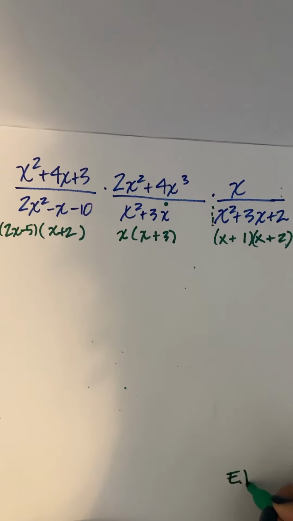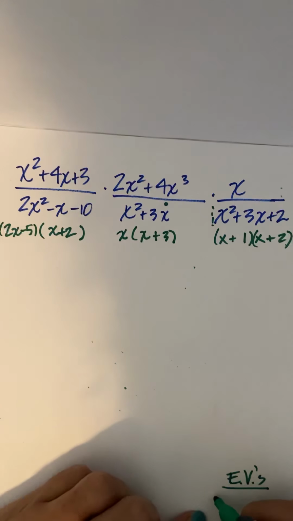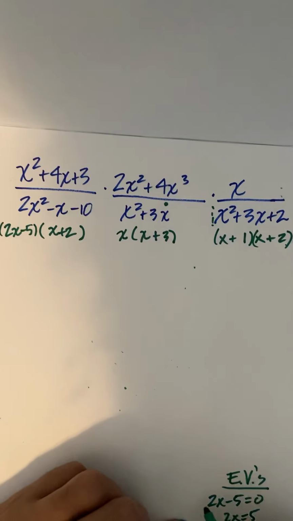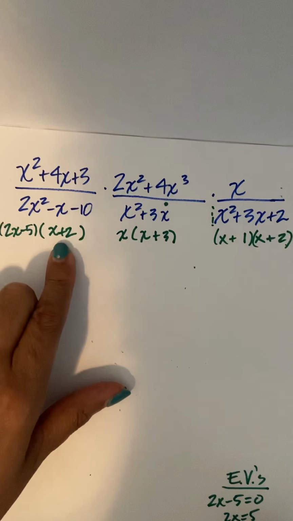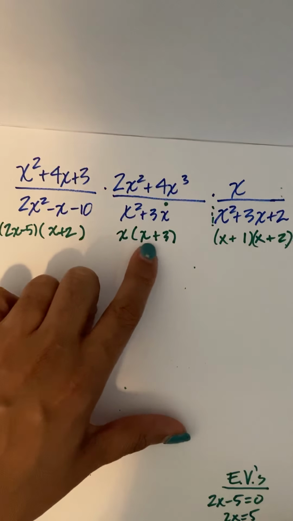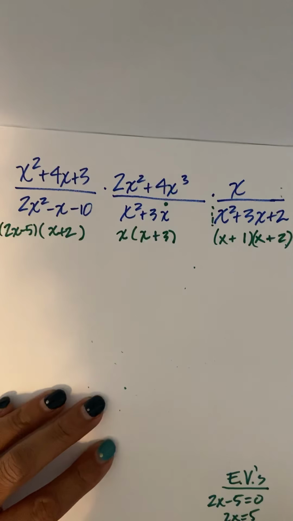So my excluded values are going to be also 0 from here. So 2x minus 5 equals 0. 2x equals 5. x equals 5 over 2, 5 halves. That's one of them. Also, I have -2. I also have 0, -3, and -1. So all of these, 1, 2, 3, 4, 5 numbers, are my excluded values.